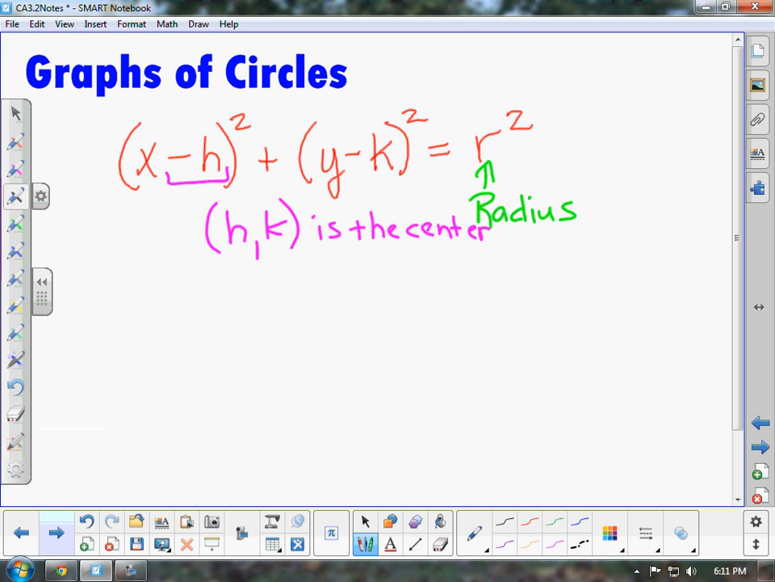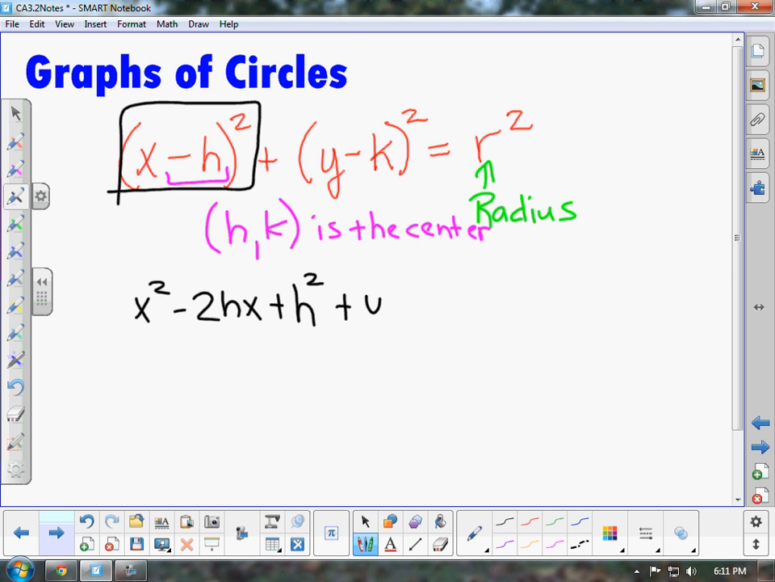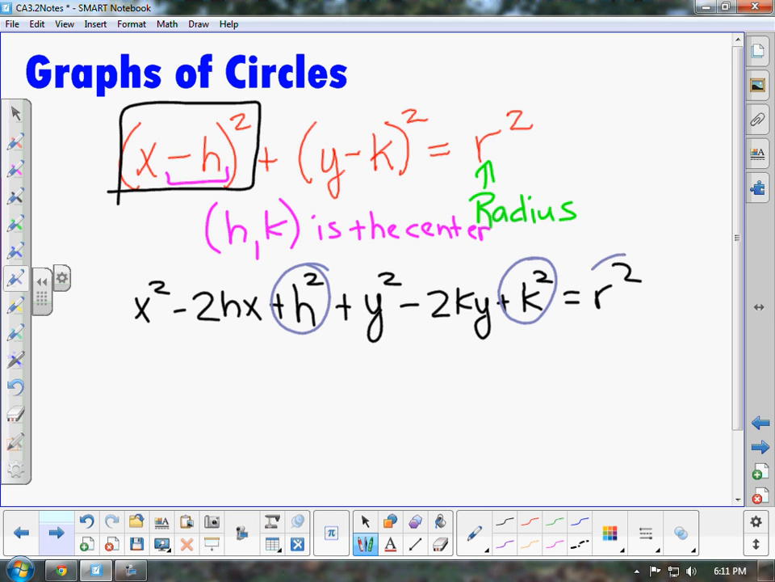Now, if we multiply this all out, square that thing, you would get x squared minus 2hx plus h squared, and then plus y squared minus 2ky plus k squared equals r squared. And then combining the things that you can, because this right here is just going to be a number, so is that, and so is that.